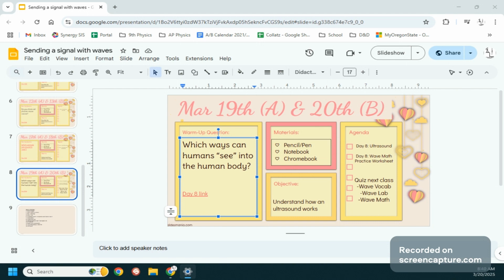The next thing that shows up on the quiz is stuff from the Wave Lab. So making sure that you are aware of what was going on during the Wave Lab and that you're able to answer some questions about that. So these things would include anything from that simulation.